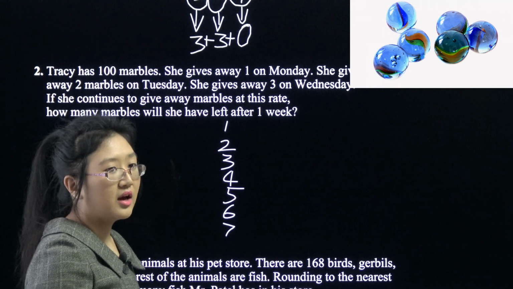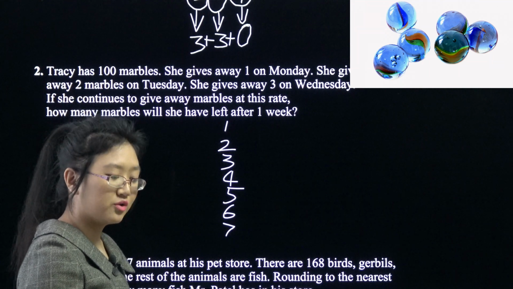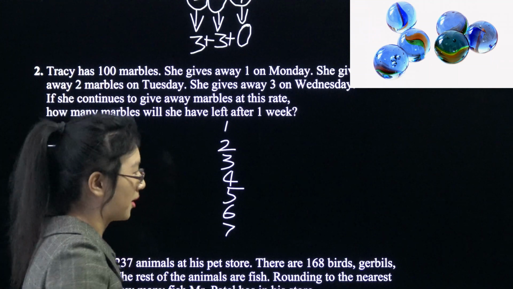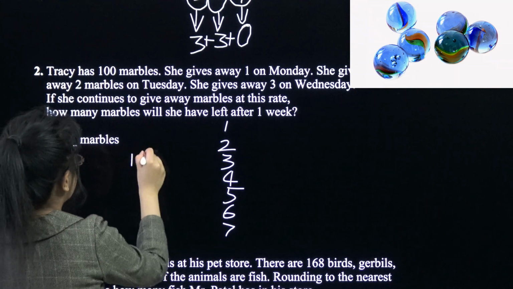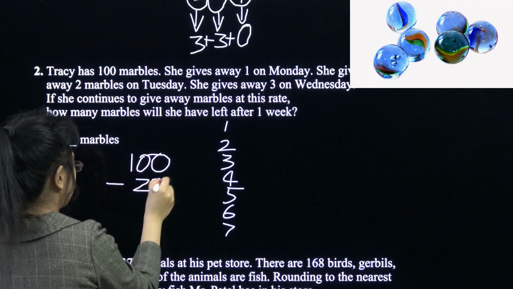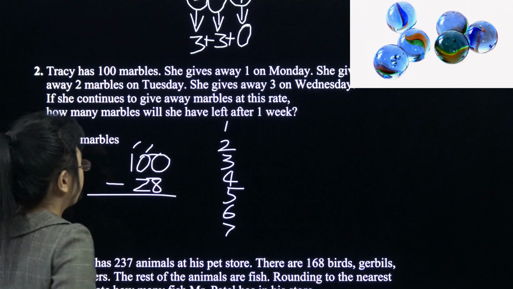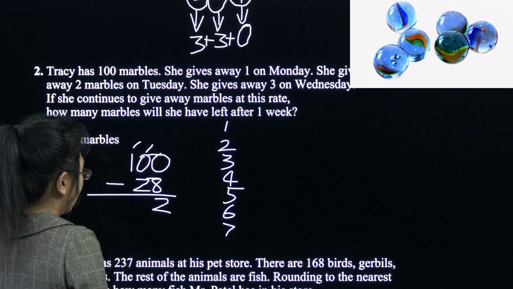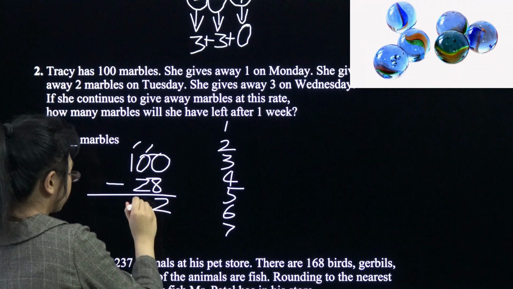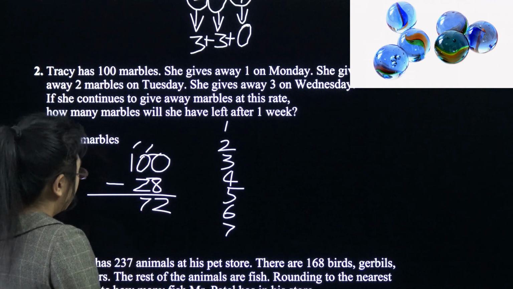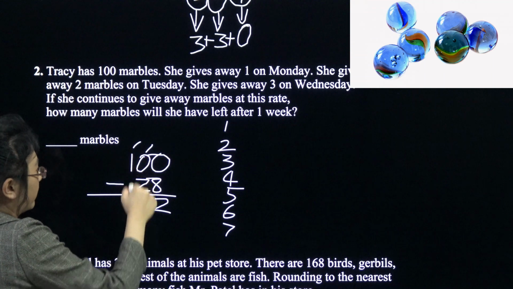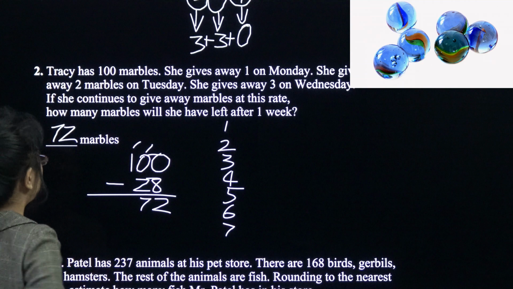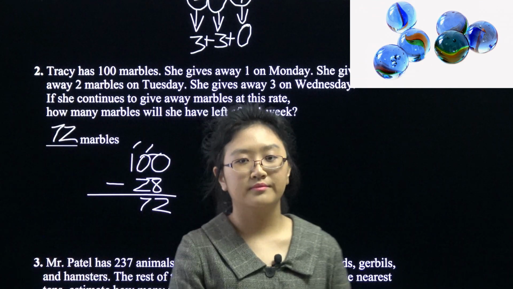Assuming that she didn't lose any of the marbles that she didn't give away, it's 100 minus 28. Oh, look. Double regrouping. So 10 minus 8, 2. 9 minus 2 equals 7. And there's nothing over here because 1 minus 1 equals 0. She will have 72 marbles left after a week.